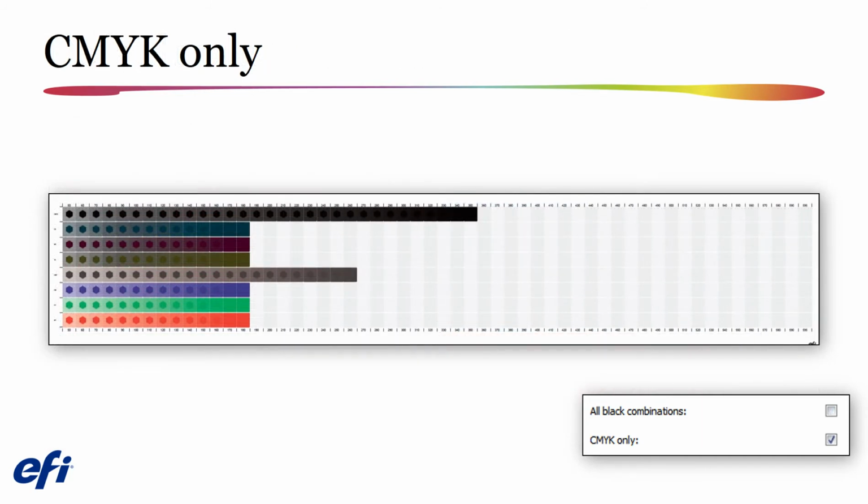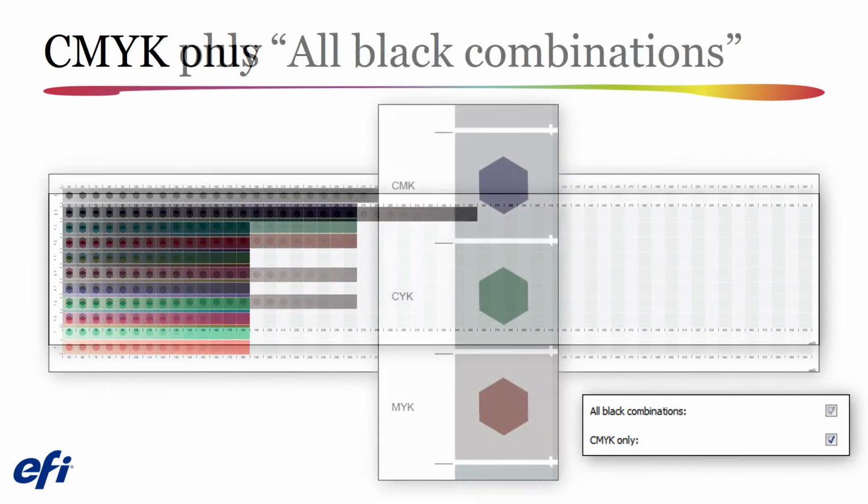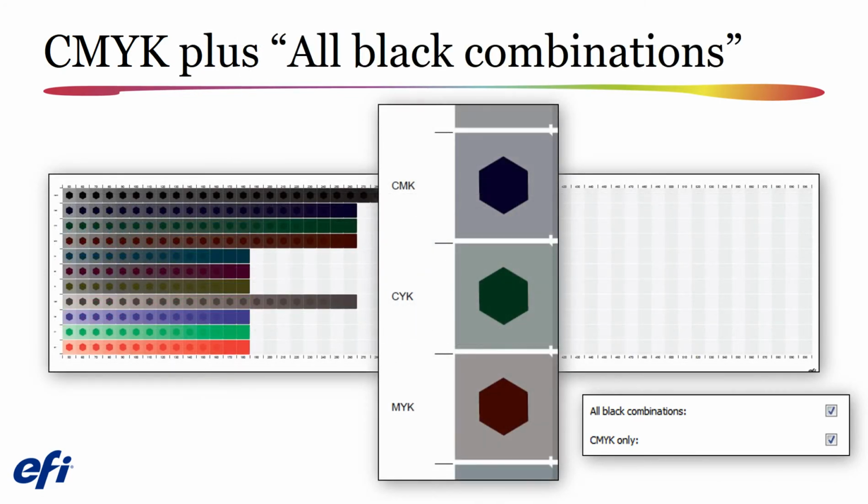Checking only the CMYK Only checkbox will produce a target that includes rows using CMYK inks, CMY ink, 2 color overprints not including any black ink, along with single cyan, magenta, and yellow ink plus black. Finally, with both checkboxes checked, the target will include all values from the CMYK Only target along with all 2 color combinations plus black ink.